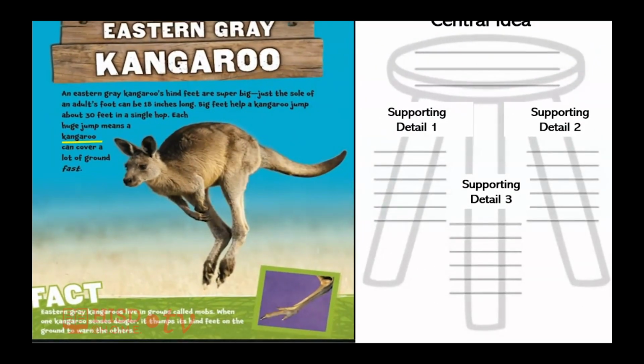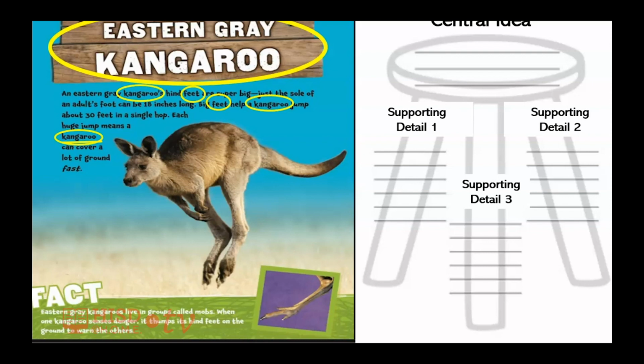We're going to look at the eastern gray kangaroo. Step 1 asks us to look at the title for hints and clues. So we're going to circle our title, Eastern Gray Kangaroo. Step 2 says, read the text to determine the topic and ask yourself, what does the author want me to know?